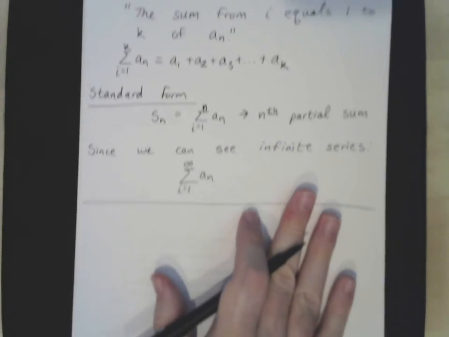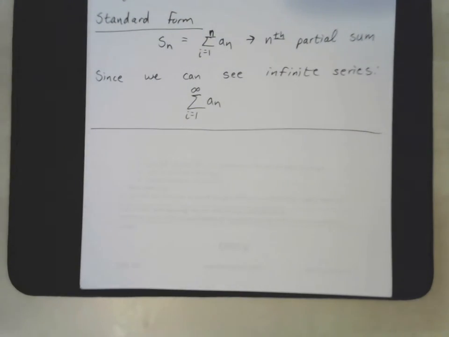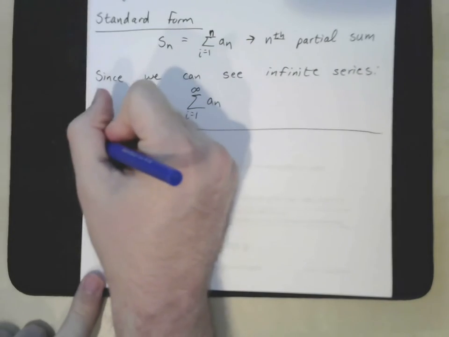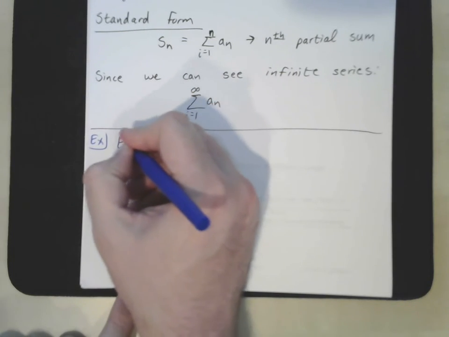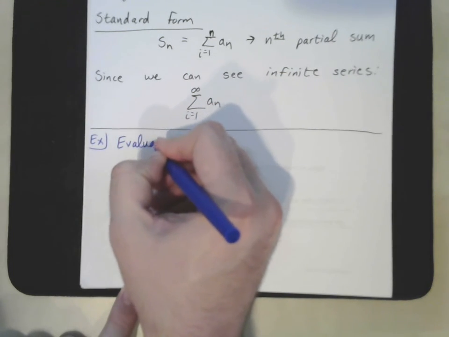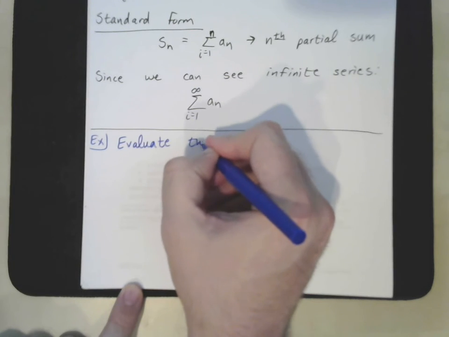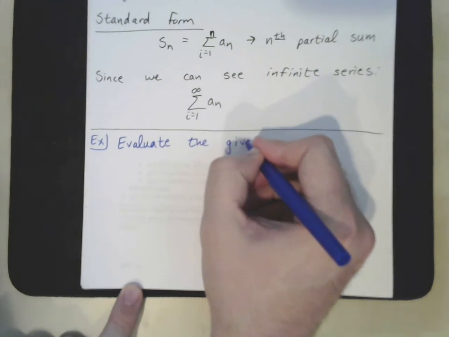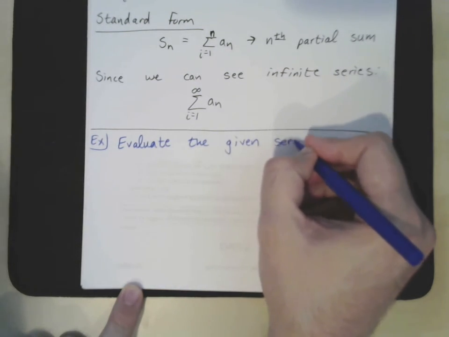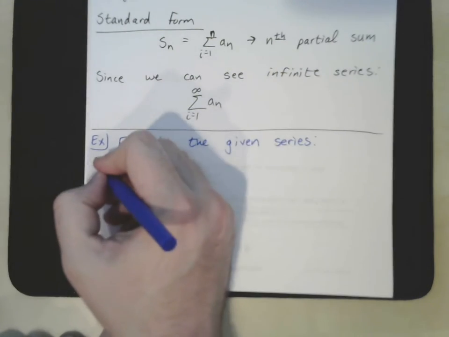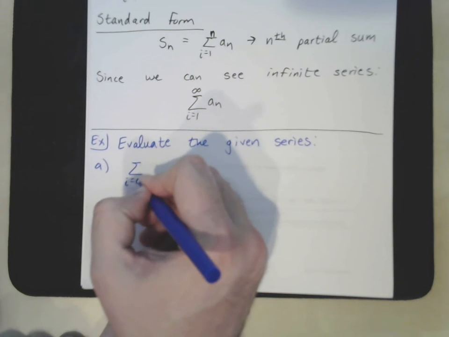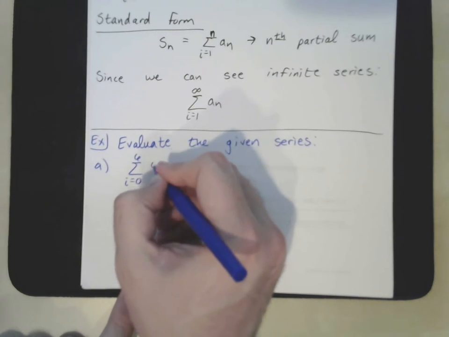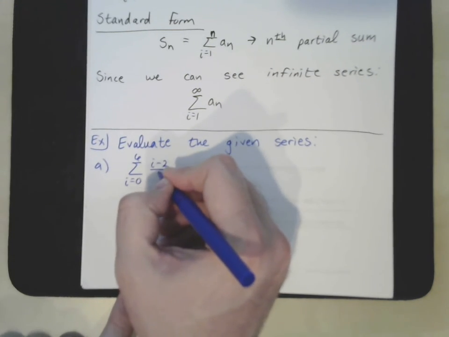So before we dive too far into partial sums, let's go ahead and just play around with evaluating some series. Let's start with a classic question that you'll see a lot in the homework. Evaluate the given series. In part A, we're going to have the sum from i equals 0 to 6 of (i minus 2) over 2.